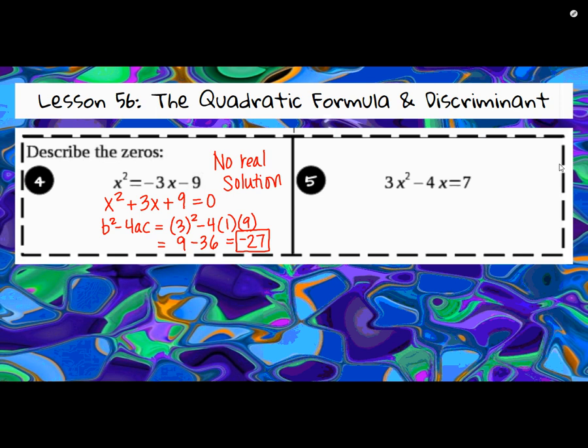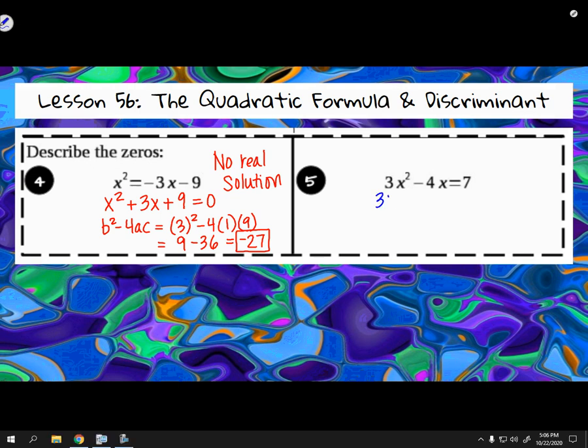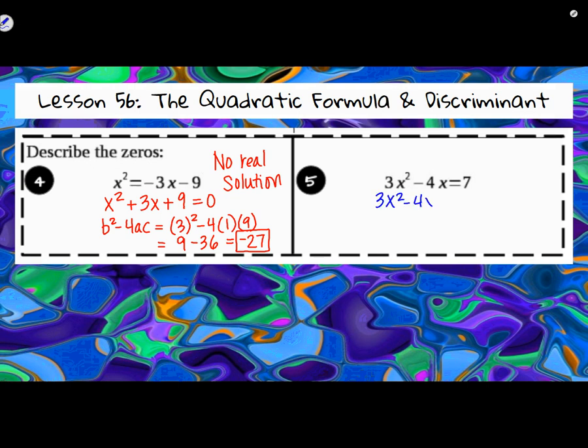All right, let's look at another one. Let's look at 5. Does it equal 0? It does not, so let's make it equal 0. So it's going to be 3x squared minus 4x minus 7 equals 0. So we want b squared minus 4ac. Our b is -4, so -4 squared minus 4 times a is 3 and c is -7.